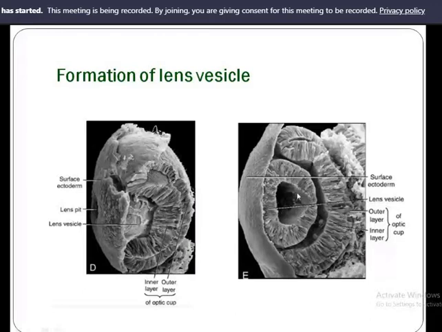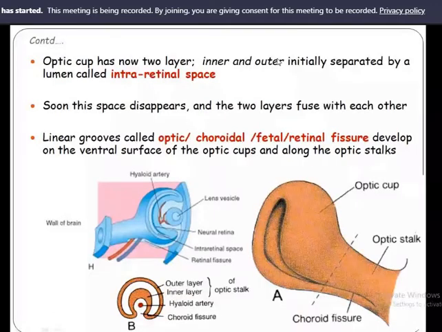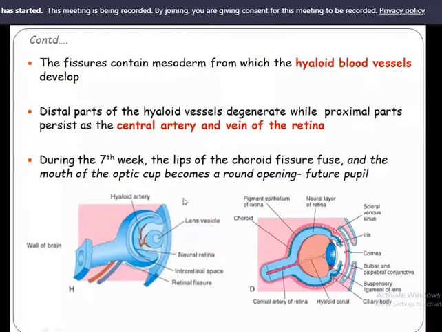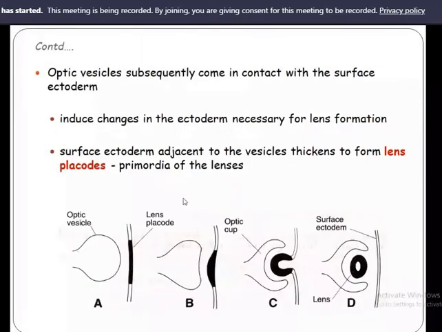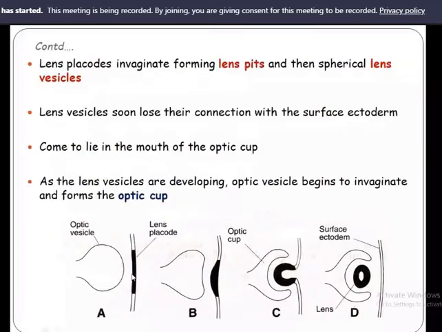Now next is the optic cup. Now when you see this diagram, this one is known as the optic cup. Now see this same diagram. When there is the formation of the lens, there is also the formation of the optic cup. Now see, this is the optic vesicle. The optic vesicle will invaginate and form the optic cup. Can you see the formation of the optic cup?